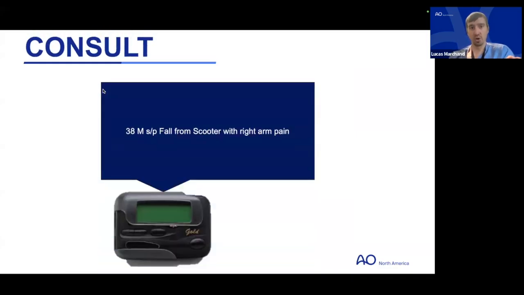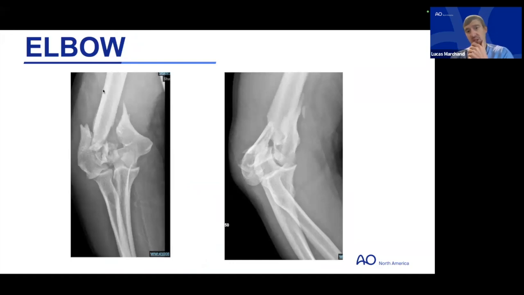Consult number 2, 38-year-old male, fall from scooter with right arm pain. You pull up the radiographs, Dr. Stephenson, and boom, what do you see? So there's an AP and an oblique or lateral of the right elbow, which shows a comminuted intraarticular distal humerus fracture with what looks to be varus angulation. And also you can kind of see on the AP projection, but it is better seen on the lateral, that there's a radiocapitellar dislocation, it appears.